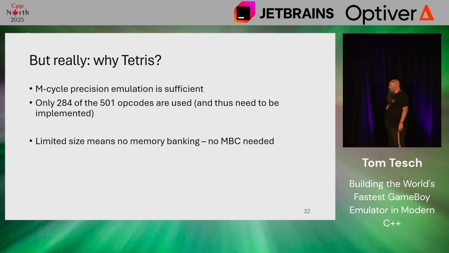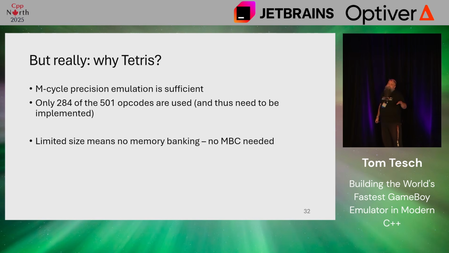Real reasons. For Tetris, M-cycle precision is enough. That's good. You only need 284 of the 501 opcodes. Also good. And it's a really small cartridge.